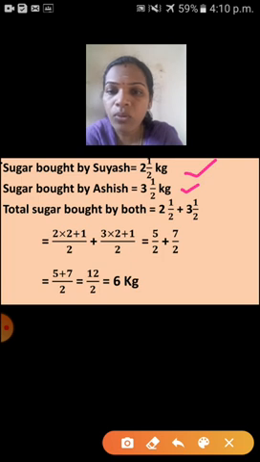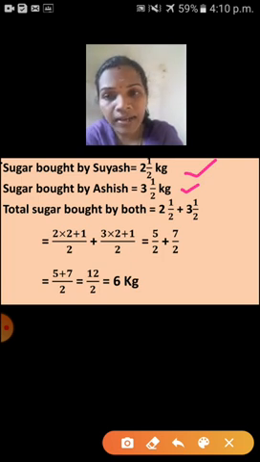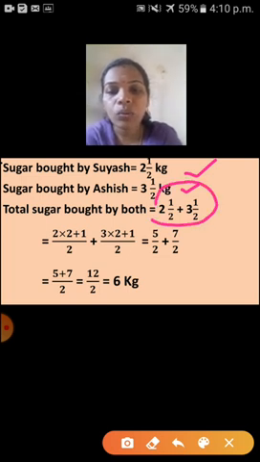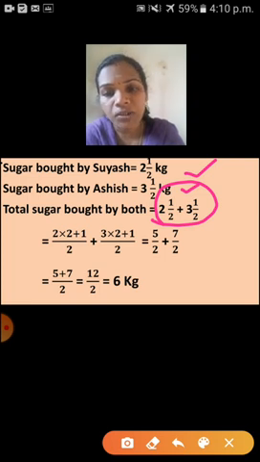So what you have to do? Yes, total you have to find. For that you have to add these 2 fractions. Okay. So 2 and 1 upon 2 plus 3 and 1 upon 2. Can you add? It's so easy to add. Why is it so easy? Very good. Because this is like fractions.